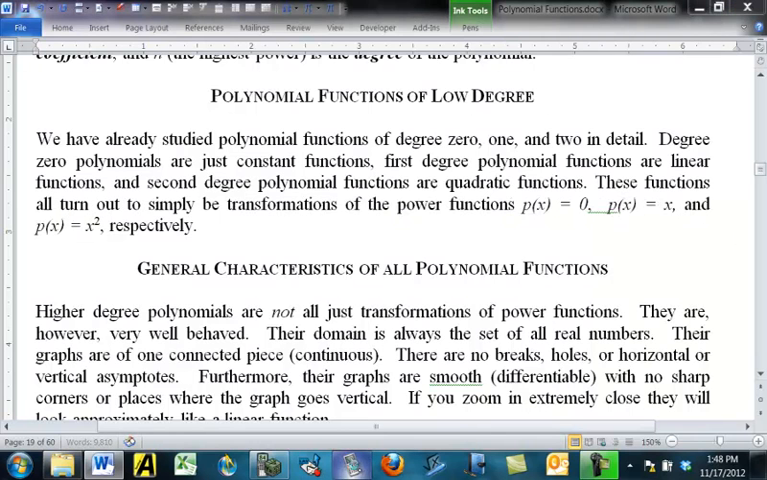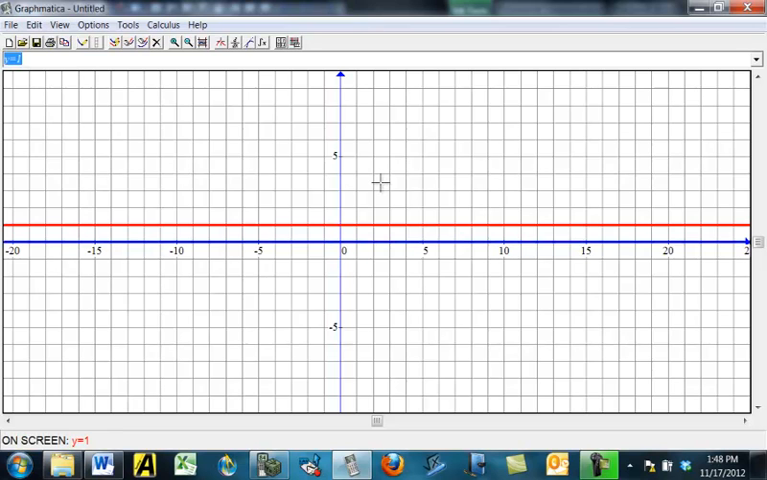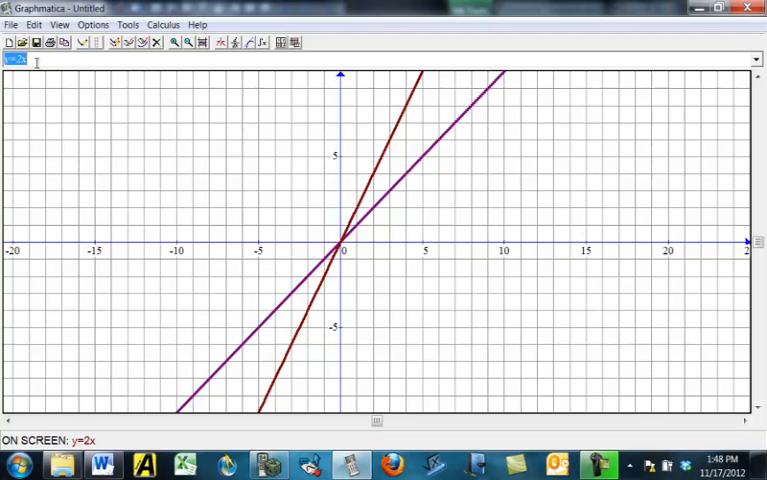And let's review that a little bit with some Graphmatica here. So notice if I start with y equals 0, then if I change this to y equals 1, that's just a vertical shift. Or y equals negative 3.7, that's a vertical shift. So all constant functions are just vertical shifts of y equals 0. We can get all linear functions by transforming y equals x. So if we start there, we put a coefficient, say a 2 in front. Now we make it twice as far from the x-axis, so we stretched it vertically. And now if we add 9 to that, it shifts the whole thing up vertically.